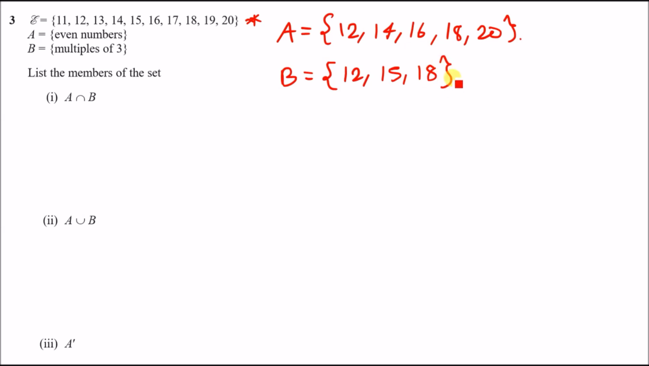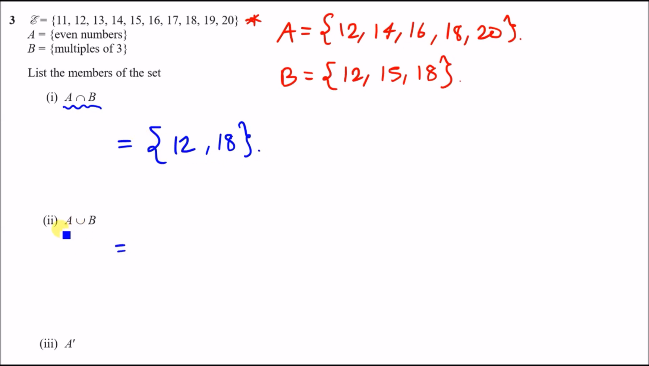Okay, so now since we got all this information here, we can now answer the questions, yeah? Question 1 tells us to list the members of the set A intersecting with B. This kind of arch means an intersection. In other words, what do A and B have in common? Well, we see that A and B have a 12 in common and also an 18 in common. And that's it. So these are your 2 elements or 2 members of the set.